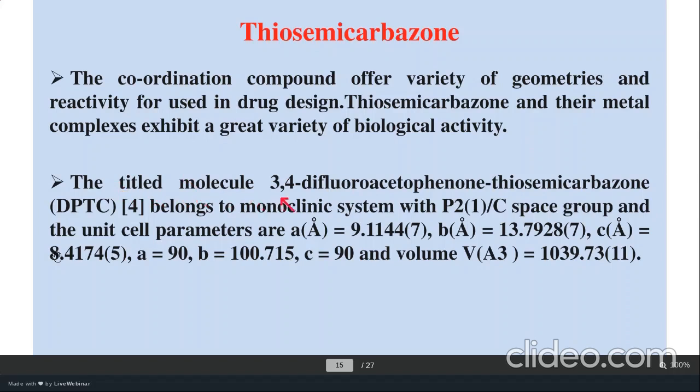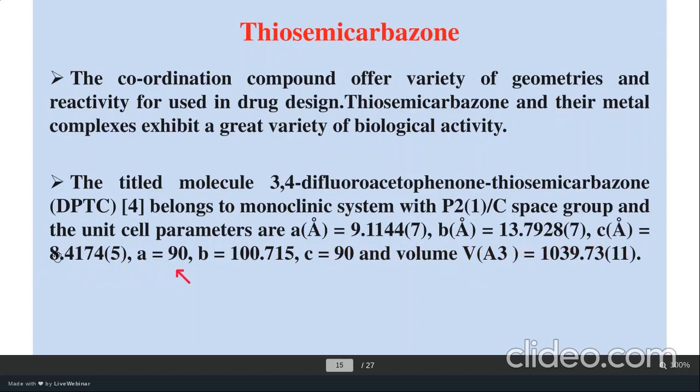My title molecule is 3,4-difluoroacetophenone thiosemicarbazone. Here are some experimental properties of this. This molecule belongs to the monoclinic system with the P21/c space group and the unit cell parameters. These are some crystal structure parameters, and the unit cell parameters are lengths in angstrom. The a is 9.1147 angstrom. The b is 13.792, and the c, these are some unit cell parameters of that crystal.